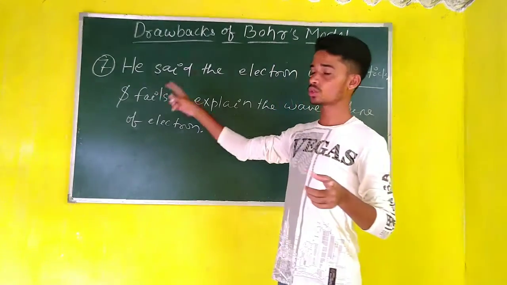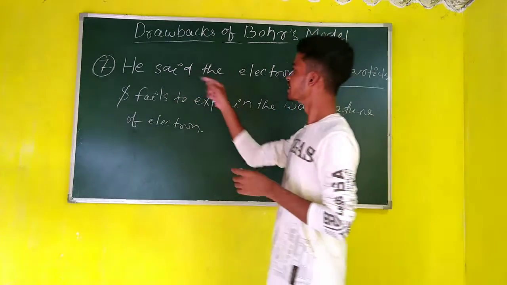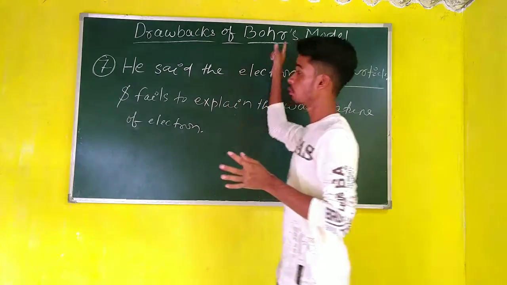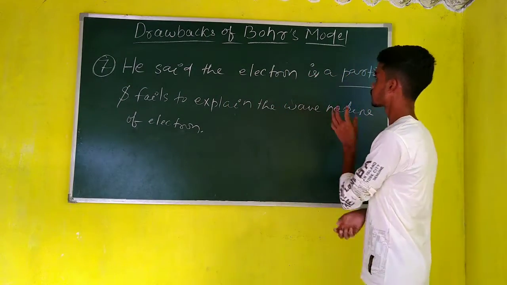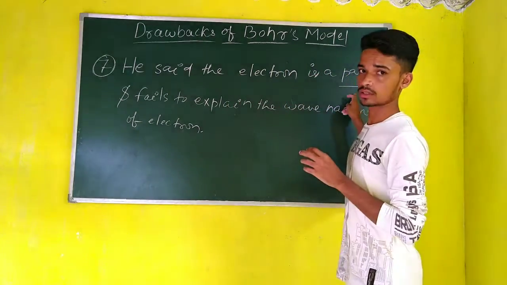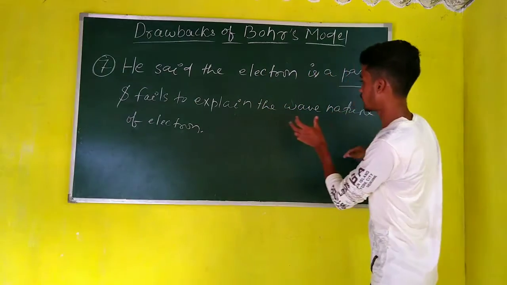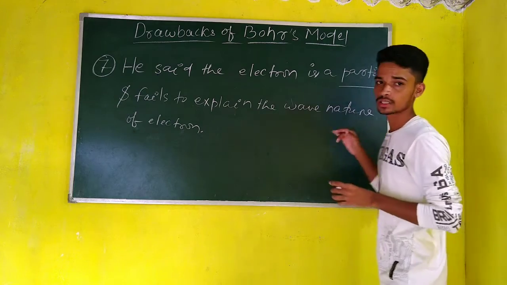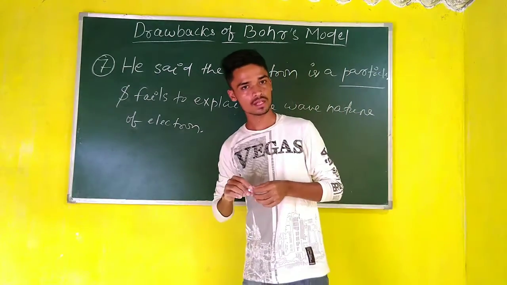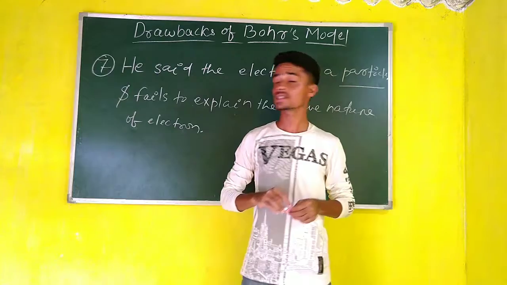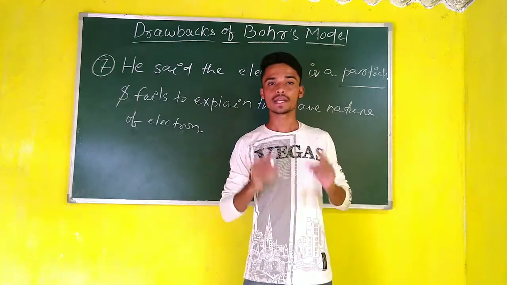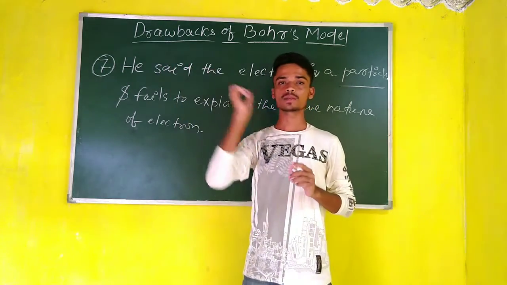Students, coming to drawback number 7, Bohr said that the electron is only a particle, nothing else, only a particle, and he fails to explain the wave nature of electron. What is the wave nature of electron? Students, these are the 7 drawbacks of Bohr's atomic model.